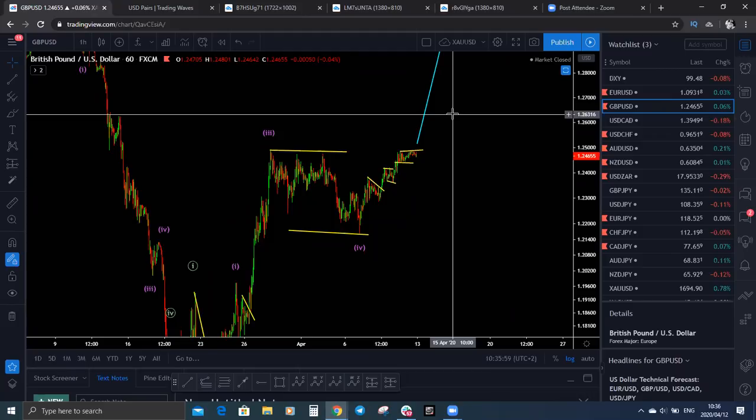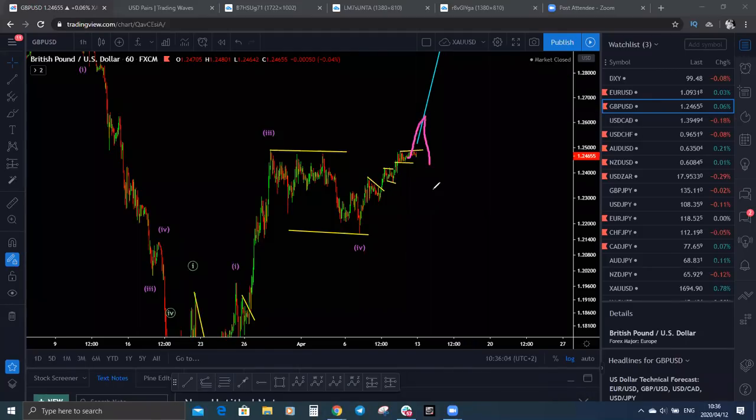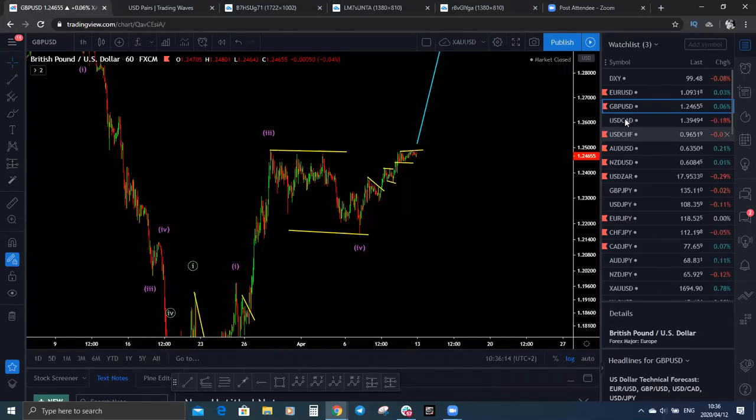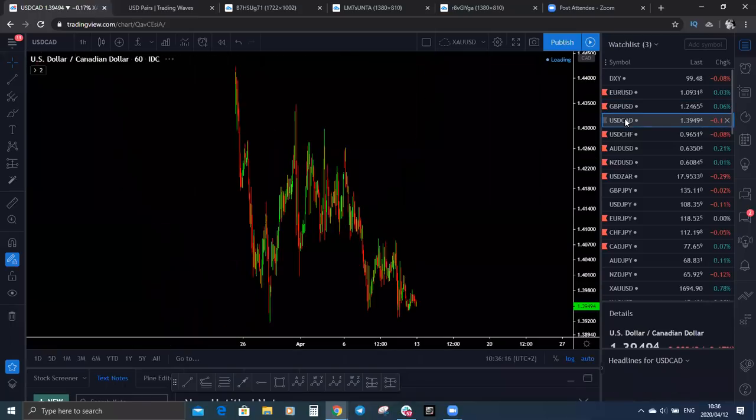All right, so there's also a possibility that this is making an expanding flat, just makes a move, comes back down, breaks the low, and then goes. So that will be an expanding flat. So there's still that possibility, but if it gives us an entry, we take it. That's pound US dollar.